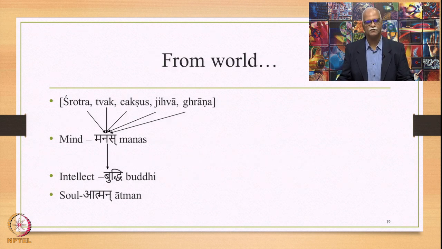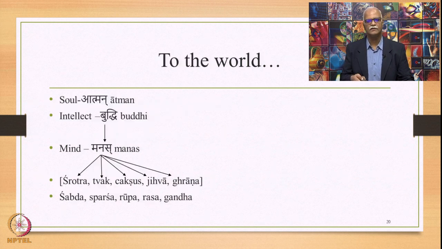So, to represent this fact diagrammatically, we can say that Shrotra, Tvak, Chakshush, Jivha and Ghrana, the five sense organs, send their signals from the respective domains to the mind, and then the mind sends those signals to buddhi. This is the process from the world to the individual cognitive apparatus, the person who cognizes. So this is how it reaches buddhi. And then from the world, what happened we saw in the last slide. So what happens when the buddhi sends back the signals to the world?